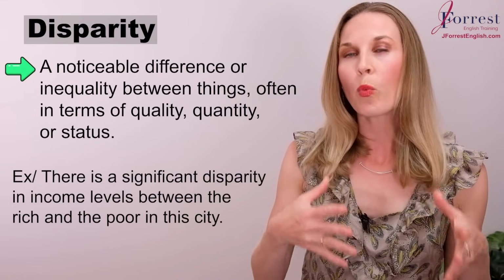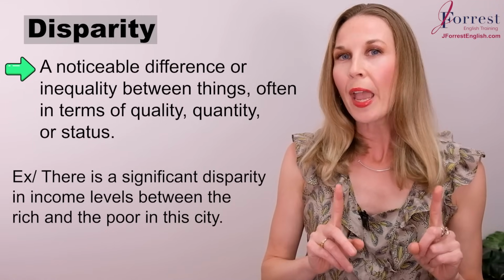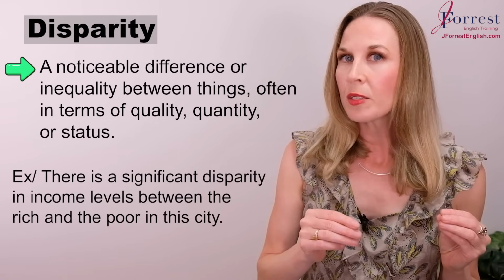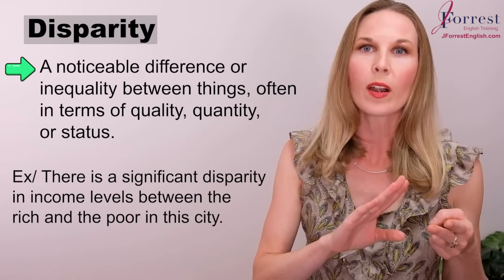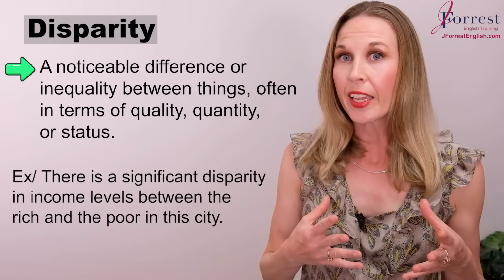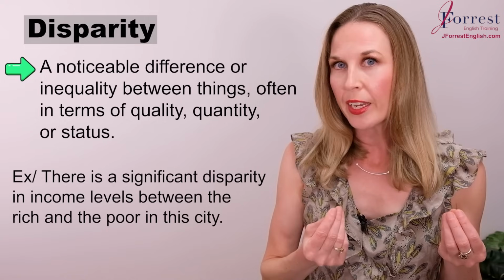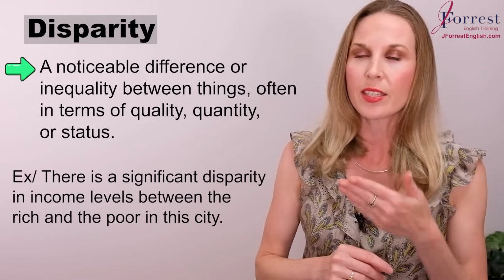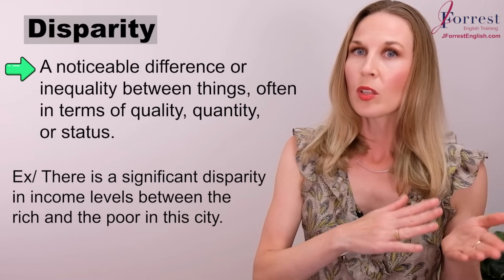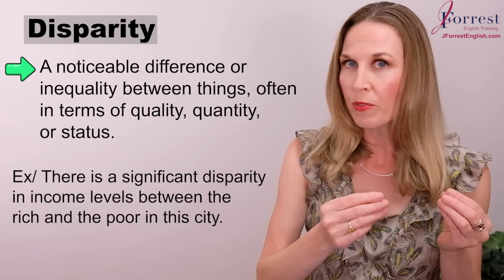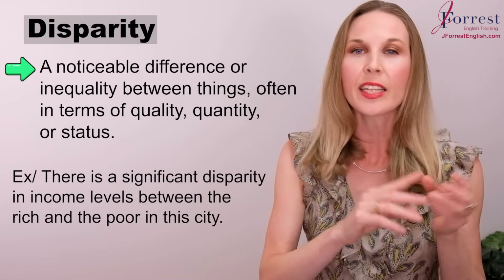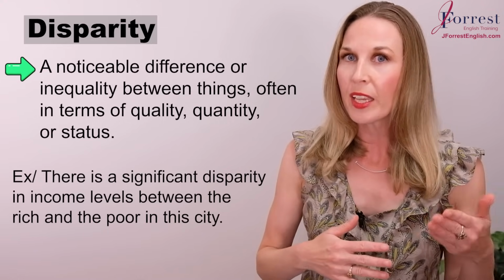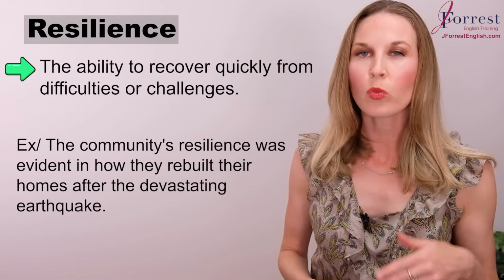Remember grammatically that we're talking about nouns, so pay attention to whether the noun requires an article or not, because it's either an exception or it's uncountable. In this case, we have a disparity. We need an article. There's a modifier, a significant disparity. The article is conjugated with the modifier. So if you need a or an, it depends on what directly comes after the article. A significant disparity.